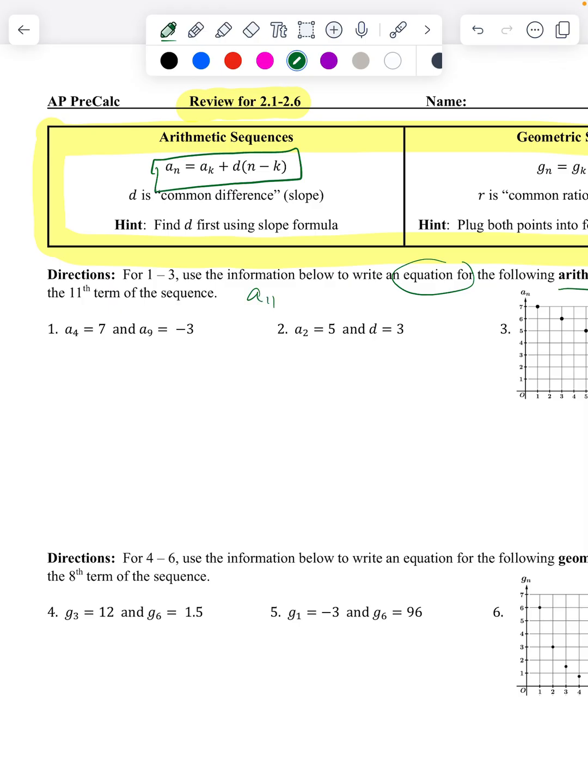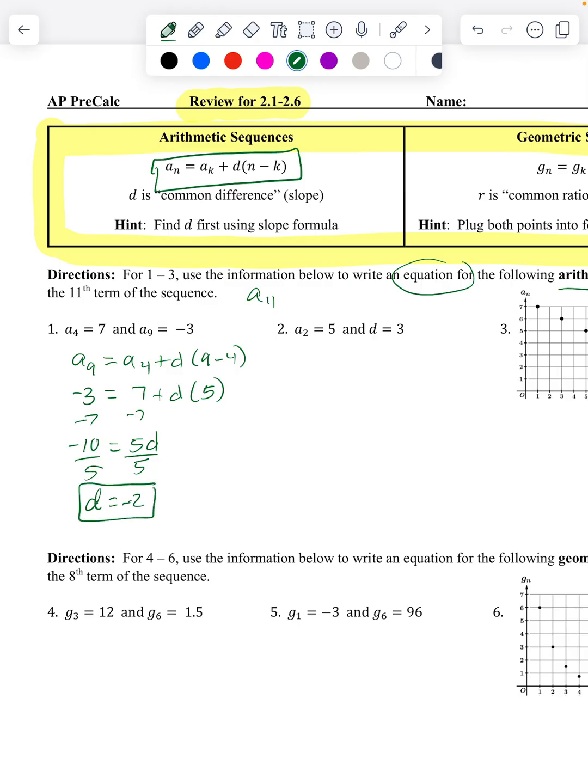All right, so we don't know the beginning term, so we can say, hey, I'm going to end at A9. I'm going to start at A4. I'm going to add my common difference, 9 minus 4 times, because that's how many spaces there will be. But I know the 9th term. I know the 4th term. I do not know the common difference, and I happen to know that 9 minus 4 is 5. So when I take the 7 over to the other side, I have negative 10 equals 5D. So the common difference is going to be negative 2.